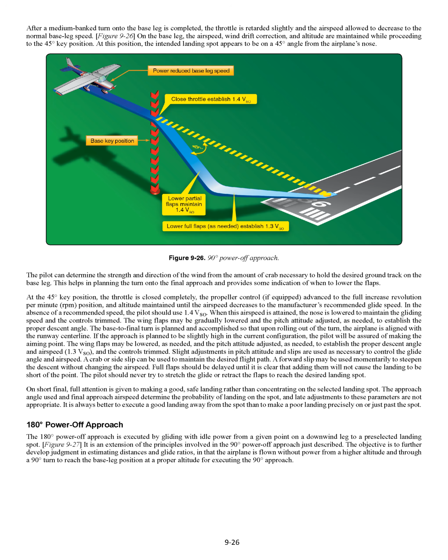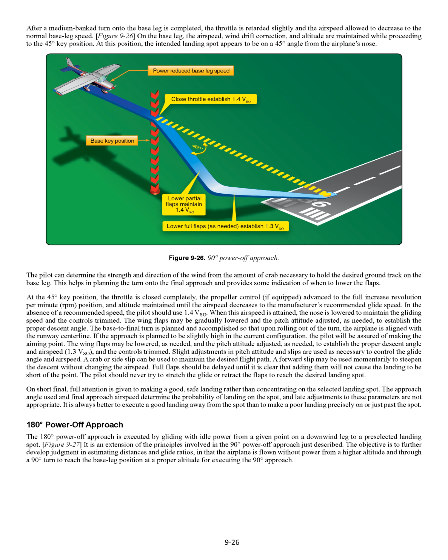If the approach is planned to be slightly high in the current configuration, the pilot will be assured of making the aiming point. The wing flaps may be lowered, as needed, and the pitch attitude adjusted, as needed, to establish the proper descent angle and airspeed, 1.3 VSO, and the controls trimmed. Slight adjustments in pitch attitude and slips are used as necessary to control the glide angle and airspeed. A crab or side slip can be used to maintain the desired flight path. A forward slip may be used momentarily to steepen the descent without changing the airspeed.